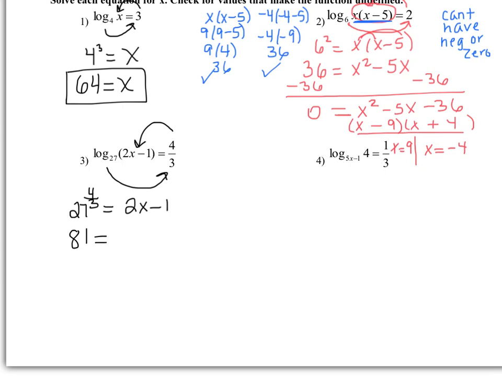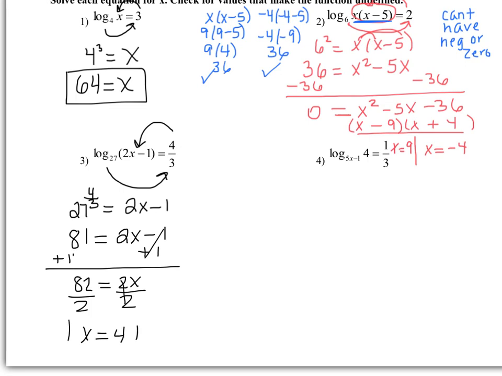So 81 equals 2x minus 1. Solve this equation for x. Add 1 to both sides. 82 equals 2x. Divide both sides by 2. X equals 41. Now to check, we got to check in here to see if we get 0 or negative.